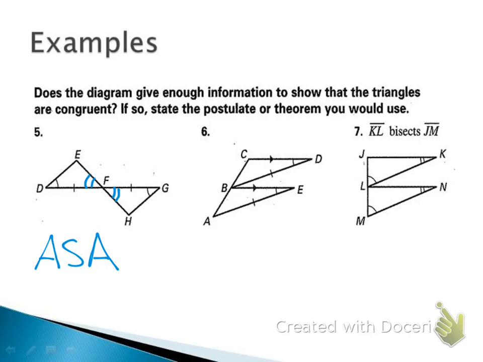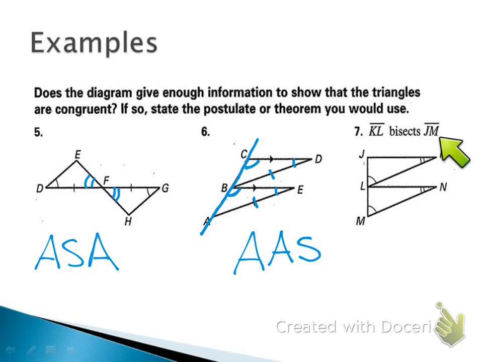All right, on the next one, we do have some sides congruent. We have some angles congruent. And then if you think of this as the transversal, that would give you these angles congruent. So now you have angle, angle, side. So this would be A, A, S.